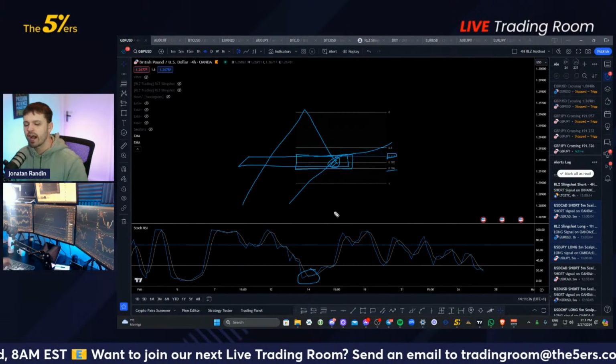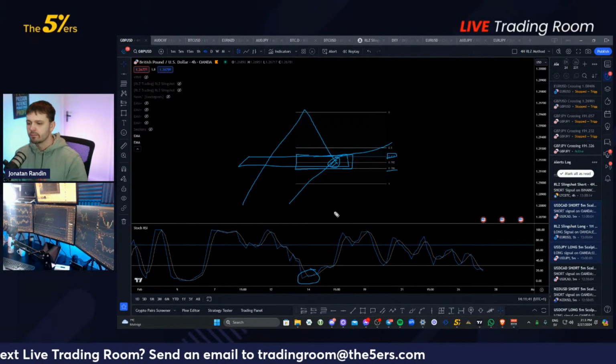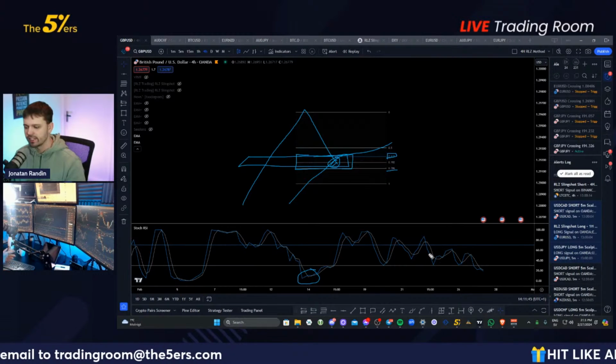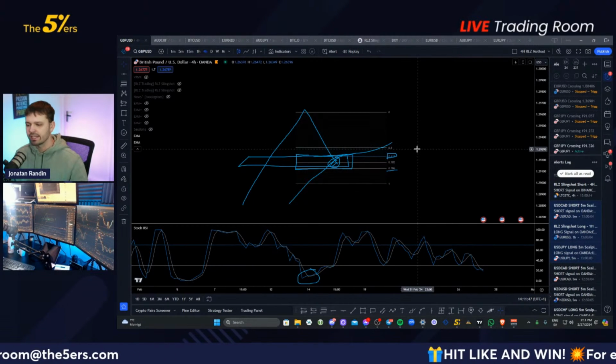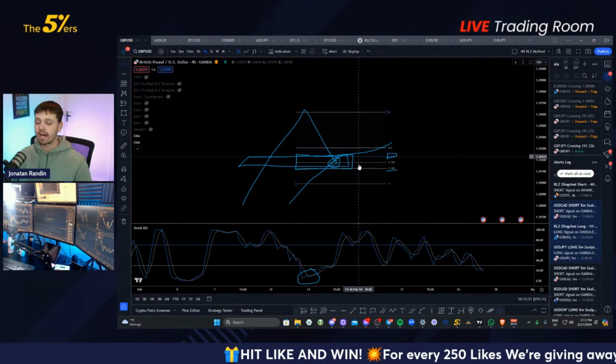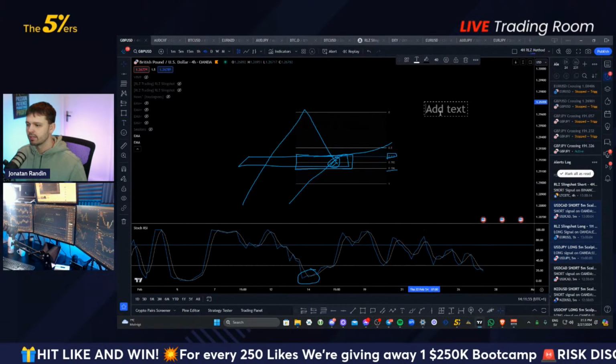Now, there's one final thing I want to see when all of these metrics are aligning, and that is a bullish pin bar or a bullish engulfing candle. Let me make a list for you guys here.